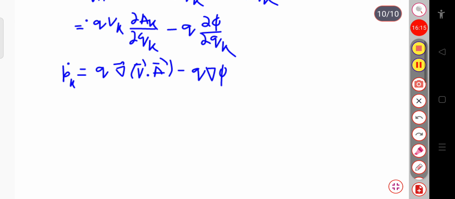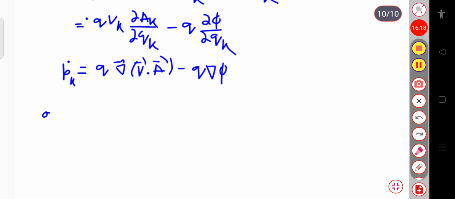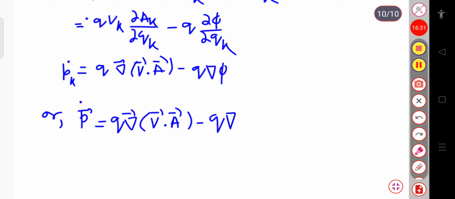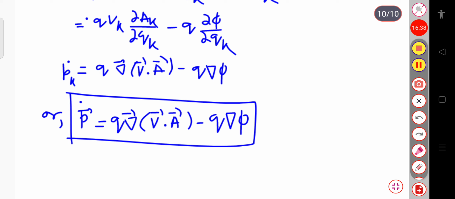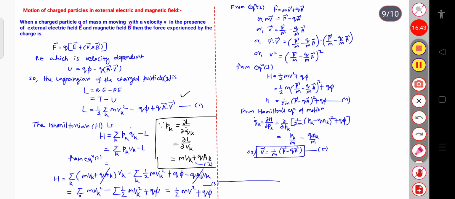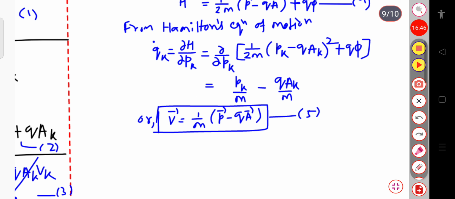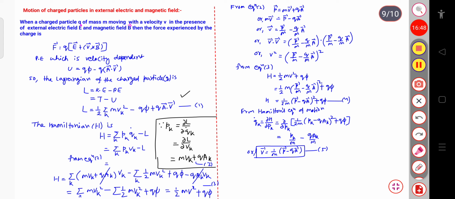So in general we can write p dot equal to q ∇(v·A) minus q ∇φ. This is our final expression. So here there are two Hamilton's equations: one is p dot, and another one is v, that is 1/m (p − qA). In this way you can calculate the Hamilton's equations for the motion of the charged particle when it is placed in an external electric as well as magnetic field.